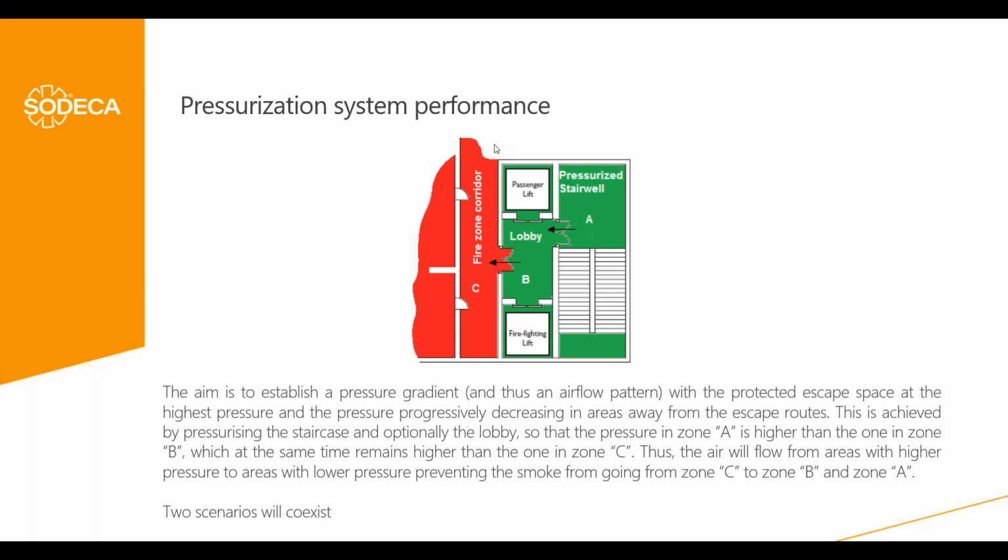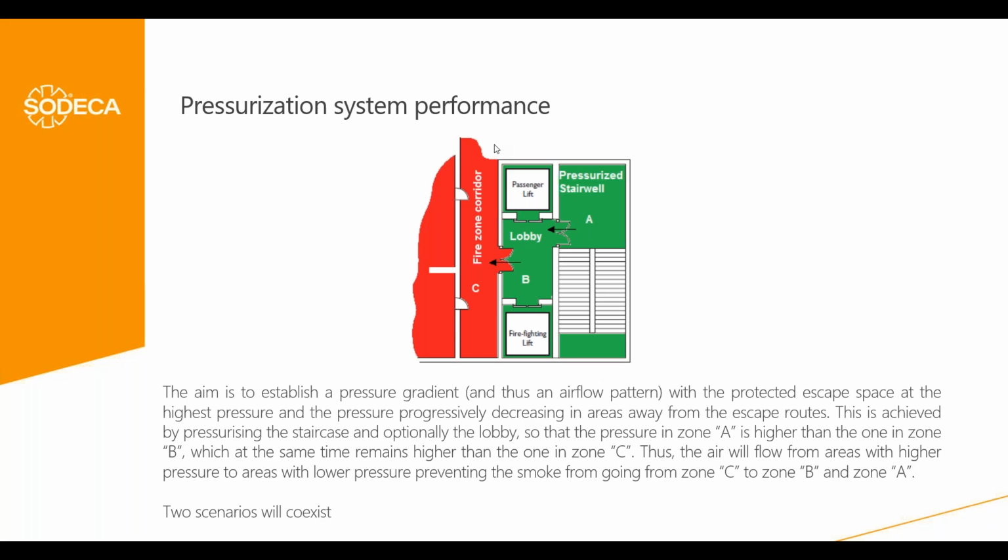So we have these areas A and B that are the protected areas, and we have the area C that is the non-protected space, where we don't focus on what the tenable conditions are. We assume that this area will be full of smoke, but from that area we'll see that we also have to evacuate the smoke to maintain this performance of pressurization.